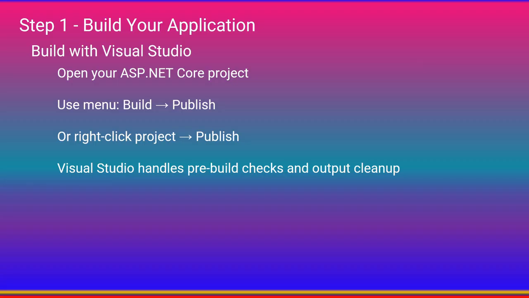The first step is to build your application. In Visual Studio, you can either go to the Build menu and select Publish, or right-click on the project in Solution Explorer and choose Publish. Visual Studio will check for errors, build your code, and prepare it for the next step.